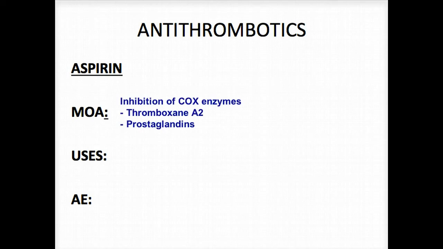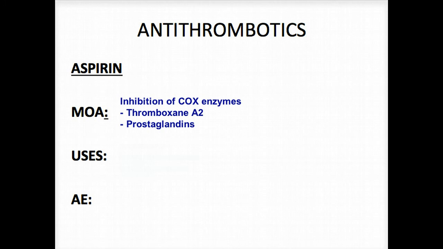So how does aspirin work? It's going to inhibit the cyclooxygenase or COX enzymes. These are necessary for the formation of thromboxane A2 as well as prostaglandins. And together these are responsible for platelet aggregation. Now prostaglandins are important for keeping the lining of the stomach protected from stomach acids. So you're going to see with long-term use of aspirin that patients tend to get erosions in the stomach.